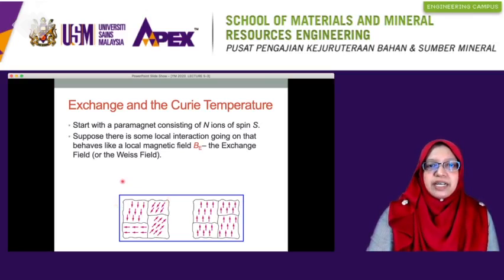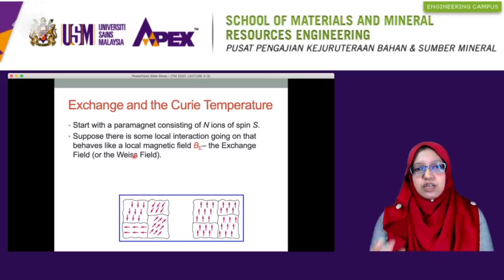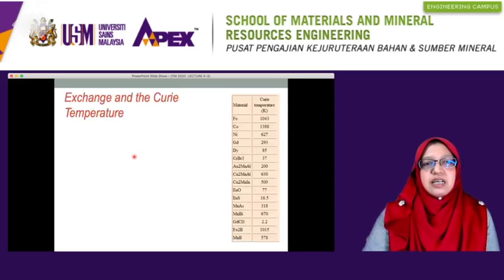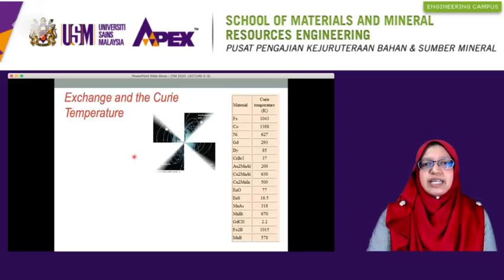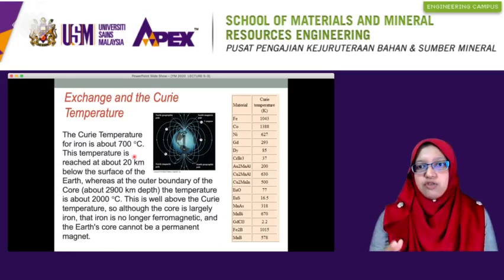So, start with a paramagnet. Suppose there is some local interaction going on that behaves like a local magnetic field, and this is from the exchange field. Don't worry about this. You just need to know that different materials have different Curie temperature.